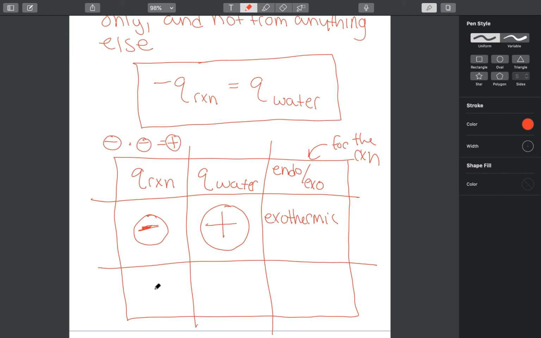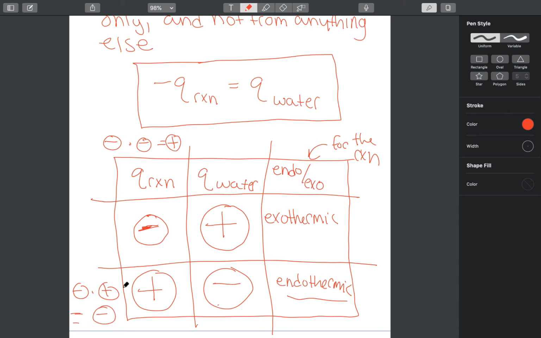So what about if Q of the reaction is positive? Well, if Q of reaction is positive, this is indicating an endothermic process, so it's taking in heat. Now, since the coffee cup itself makes a perfect insulator, the only thing that the reaction could be taking heat from is the water itself. So therefore, heat is flowing from the water into the reaction, giving Q of water a negative value. And if you use the equation above to check this, you'll see that a negative times a positive is equal to a negative. So that's what this equation is telling us. And this works off the fact that the coffee cup is a perfect insulator.